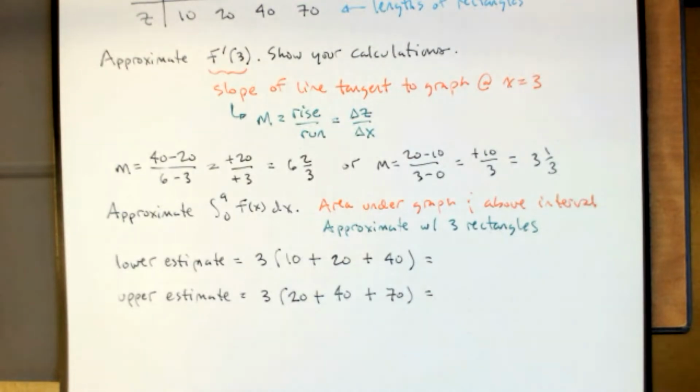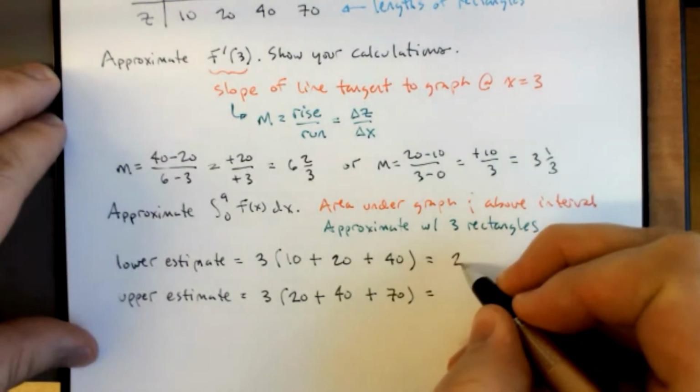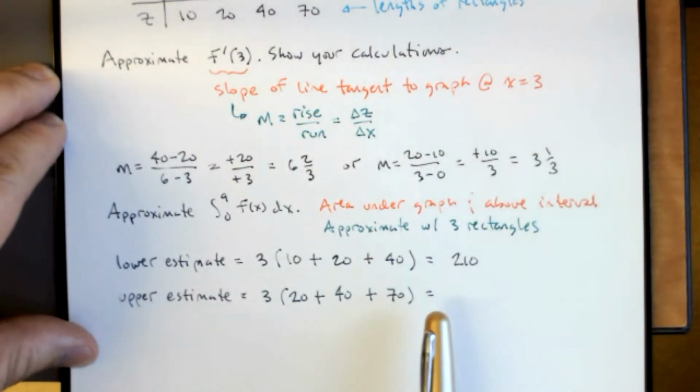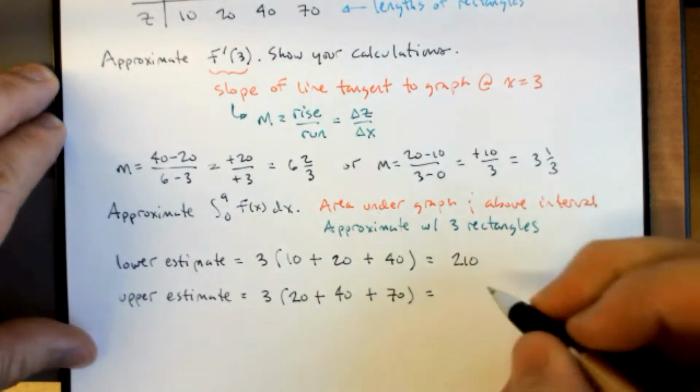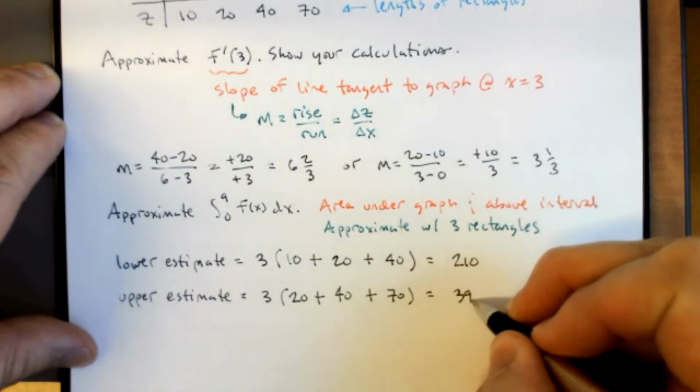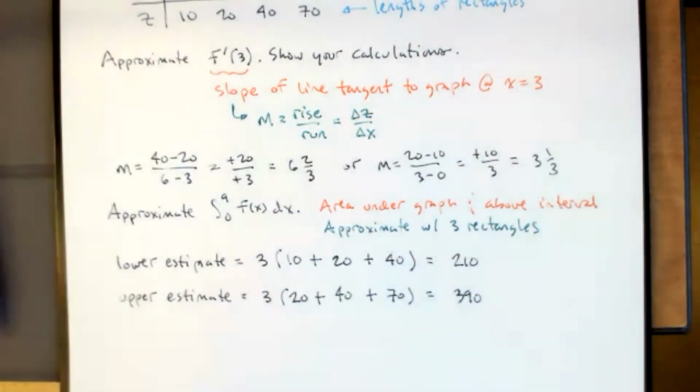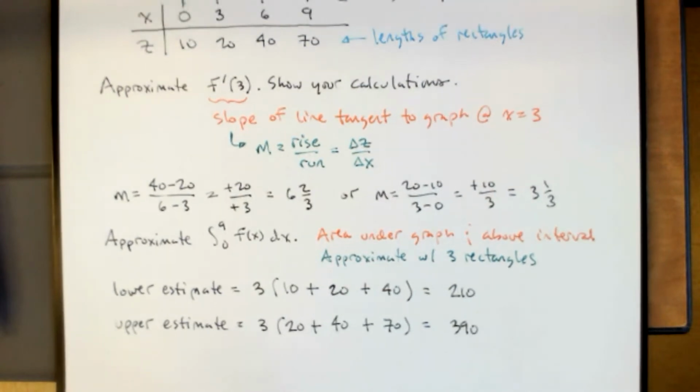So the definite integral from 0 to 9 of f of x, the actual area under the graph and above the interval from 0 to 9, is at least 210 and at most 390. Our estimates are pretty far apart, but we have a pretty low resolution sample of our data.